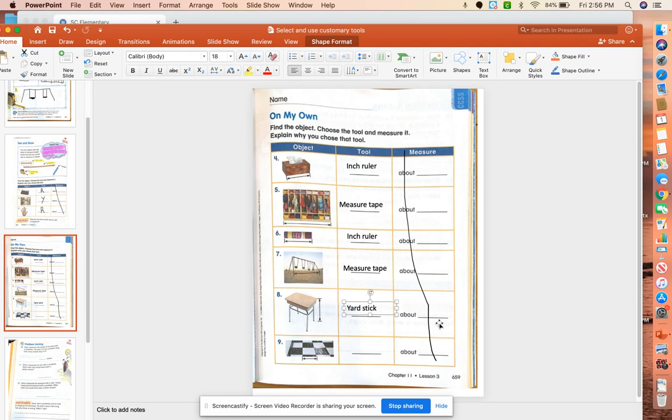And then number 9, we have those squares on our floor, and I use them a lot to help figure out how far something is. I'm going to give you a clue for this one. One of those squares on the floor is 12 inches. So what tool should you use? If you said inch ruler, you are correct. Each one of those squares on our floor at school is 1 foot long.